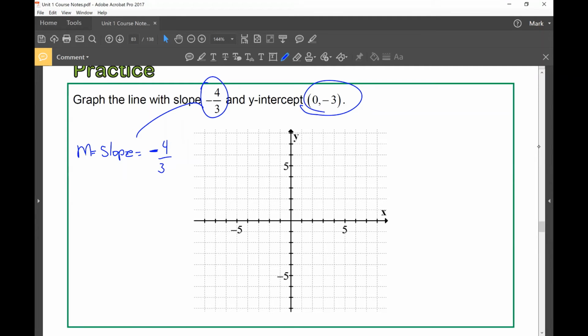So what this means is your rise over your run, you're going to go -4 and 3. Now, notice that the negative is written here. Only one of these numbers is negative. So I'm going to go down 4 and right 3. That's what that negative means. I kept the negative with the 4. There's only one negative there. I'm going to go down 4 because it's negative and to the right 3.